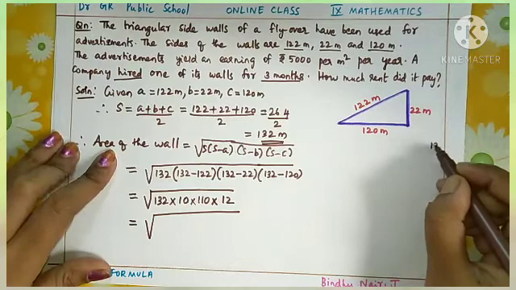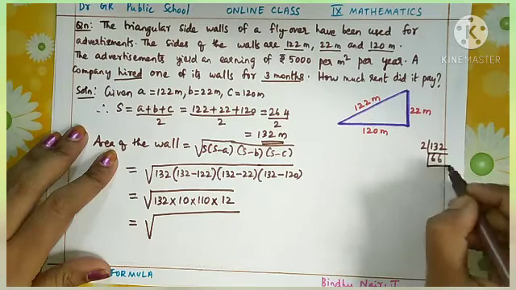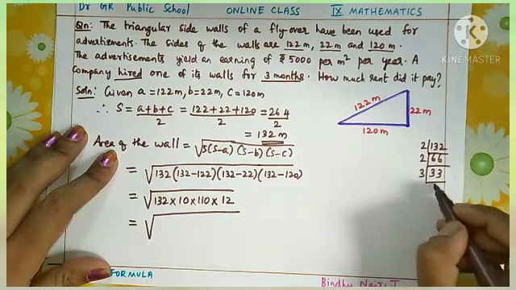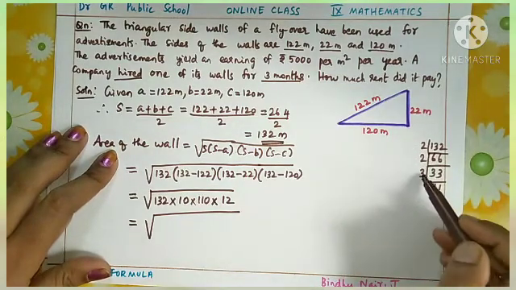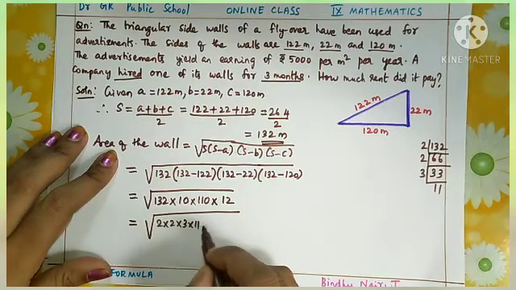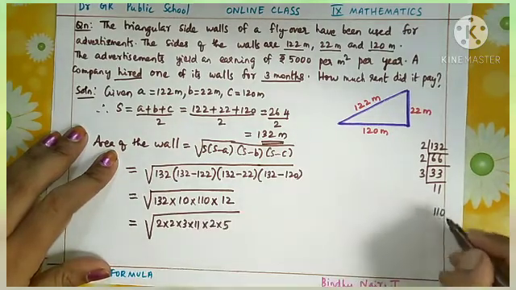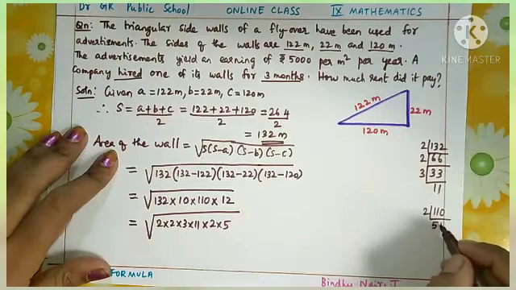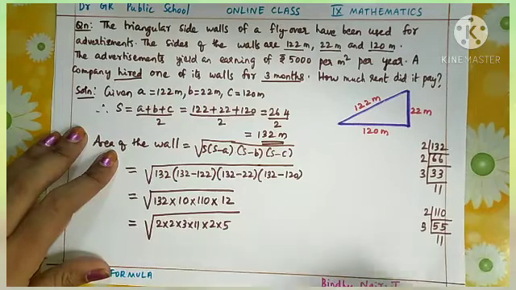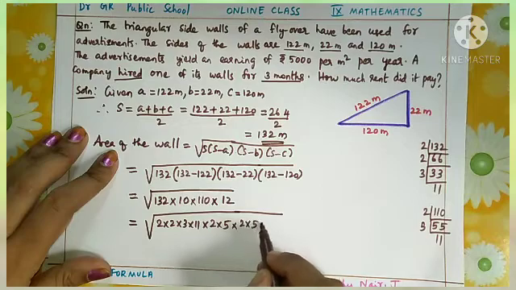If you don't know how to split, do the factorization. 6 2s are 12, again 6 2s are 12, then 2 3s are 6, then 3 11s are 33. Okay, so 132 is 2 into 2 into 3 into 11. 10 you know to write as 2 into 5. Then 110, that also we can find out. 5 2s are 10, then 5, 1 5 is 5. So 110 can be written as 2 into 5 into 11.